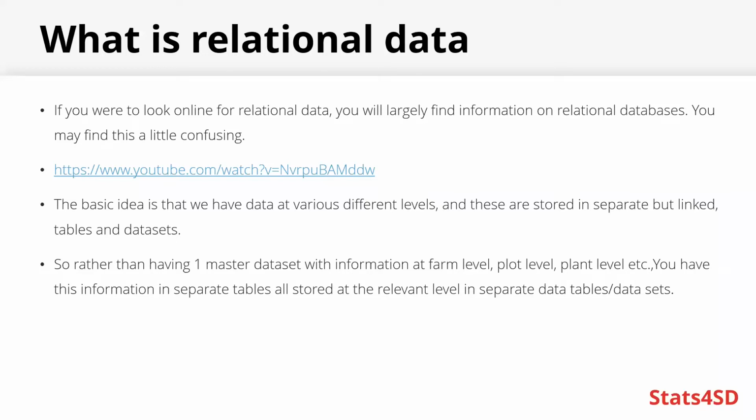So we have data at these various levels, and we are storing these separately. But through these keys and unique ID fields, we can link these tables and data sets and merge certain information when it's necessary, and it keeps everything neat and quite simple. So we don't have one master data set with information that could be at the farm level, plot level, and plant level all in one place.